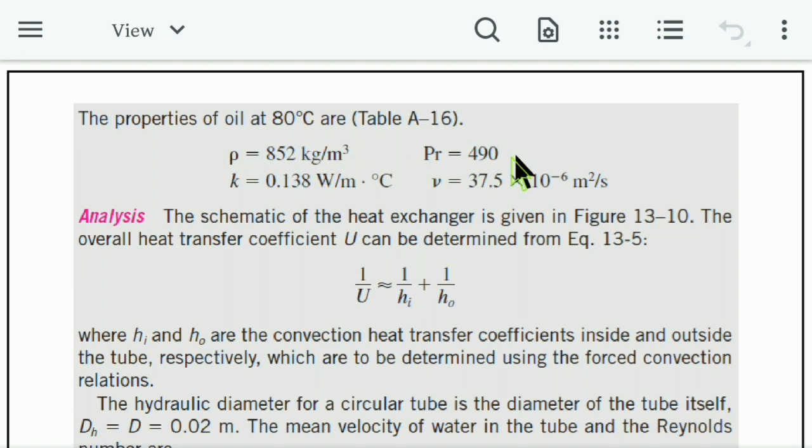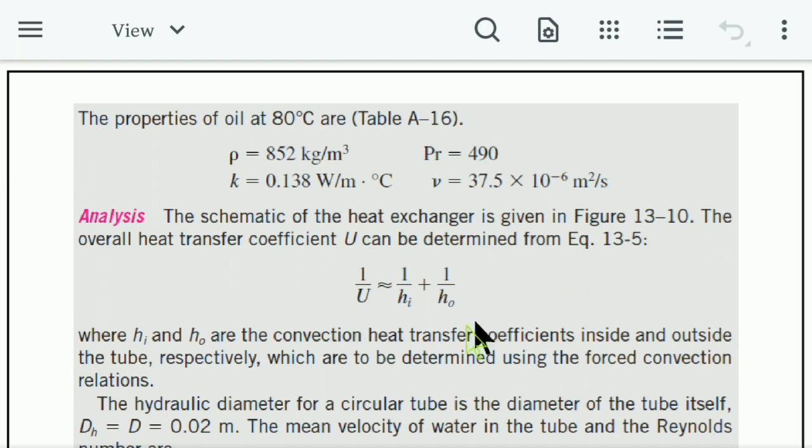Prandtl number is equal to 490. K is equal to 0.138 watt per meter degree Celsius. V is equal to 37.5 into 10 to the power minus 6 meter square per second. So the analysis: the schematic of the heat exchanger is given in figure 13.10. The overall heat transfer coefficient U can be determined from equation 13.5.